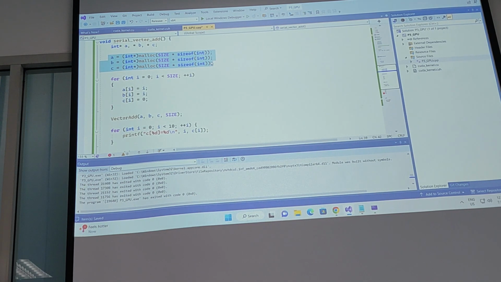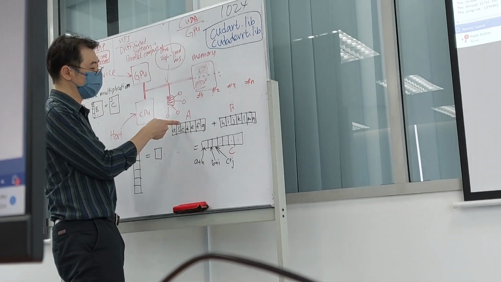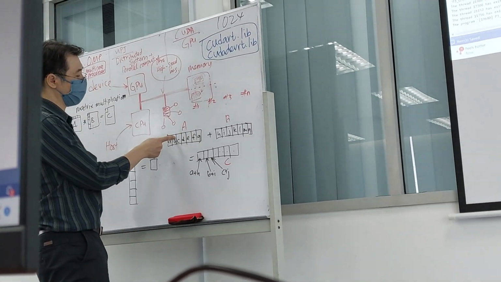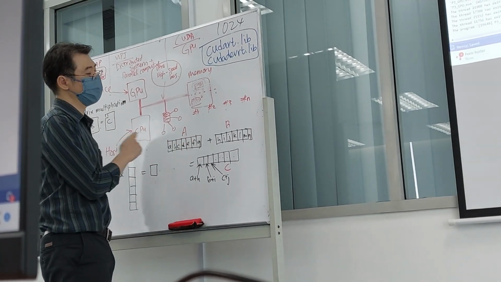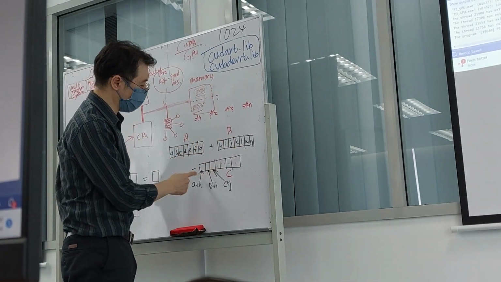And we initialize A and B to these numbers. A, we initialize 0, 1, 2, 3, 4, 5. So the element's index is the data that it carries. How about B? Also the same thing, 0, 1, 2, 3, 4, 5. How about C? C is all initialized to 0.